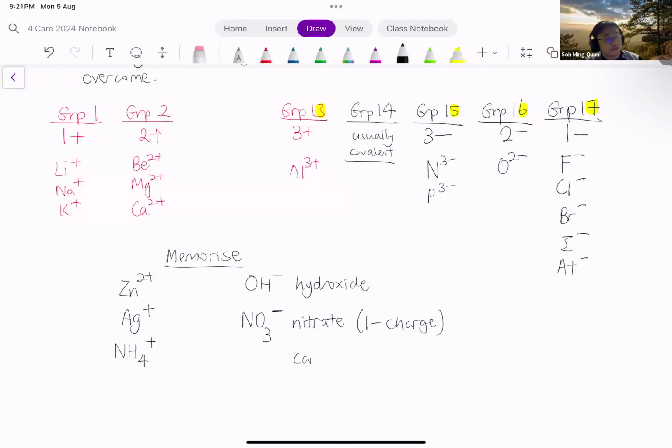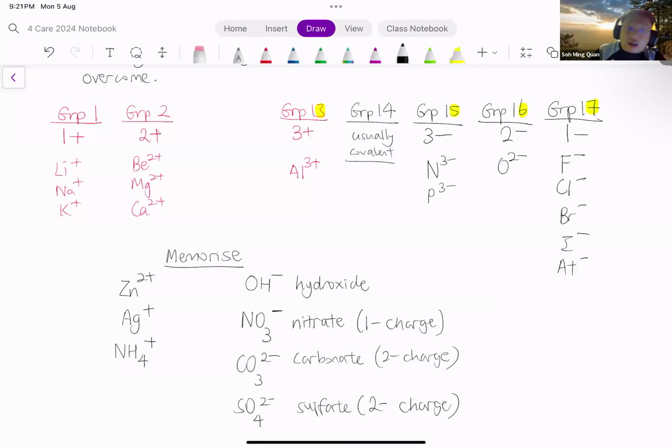Then we have the carbonate. It's CO3, 2 minus. Again, the 3 is at the bottom. 3 oxygens. The charge is 2 minus. And finally, we have sulfate. SO4, 2 minus. Again, the charge is 2 minus. So these are the ions that have to be memorized.